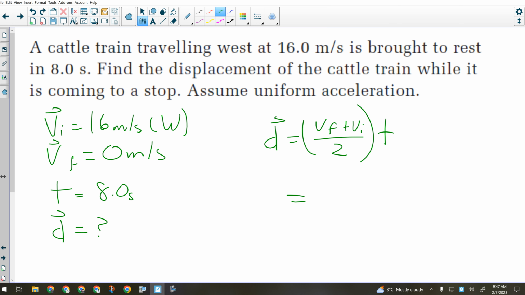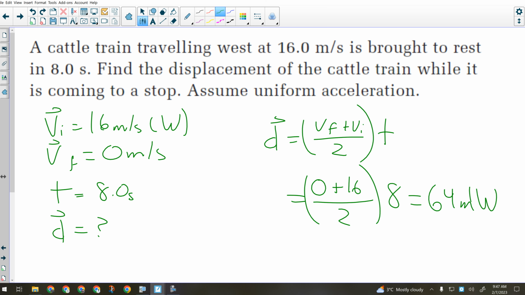Okay, so we'll have 0 plus 16 divided by 2 times 8. So 8 times 8 should be 64 meters west. Okay, the displacement's a vector quantity, and they did specify they wanted the displacement. Okay? Everyone all right with how that one works?